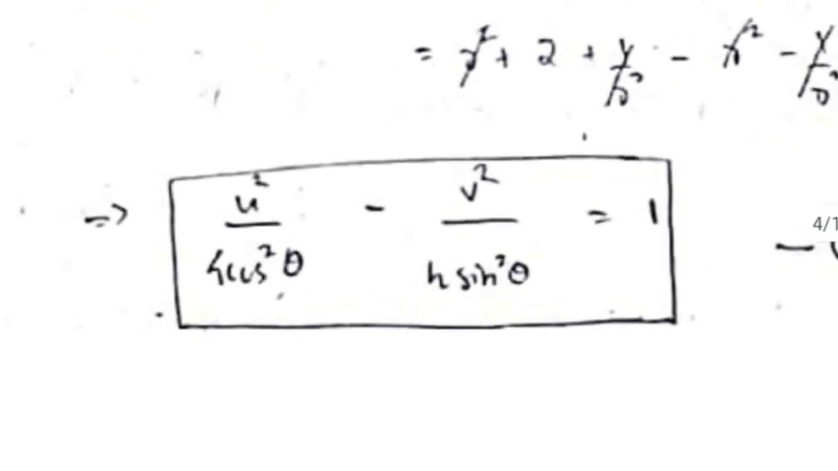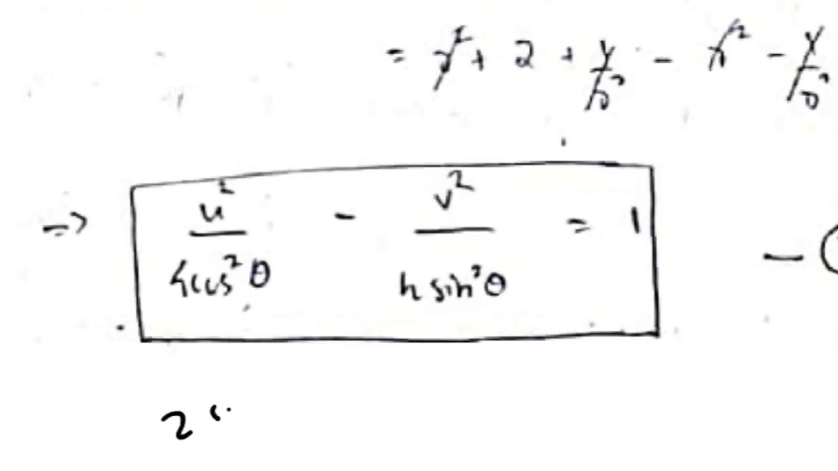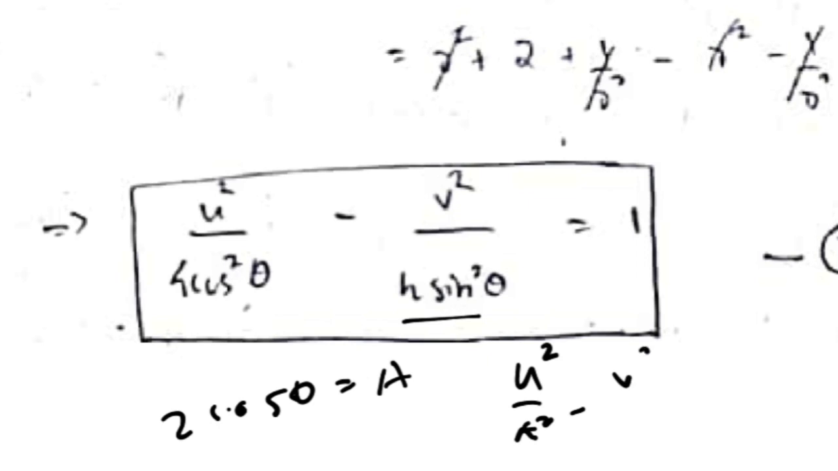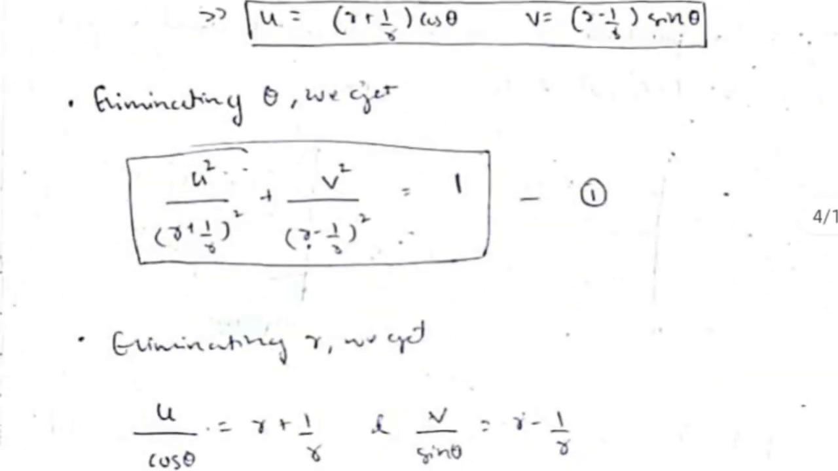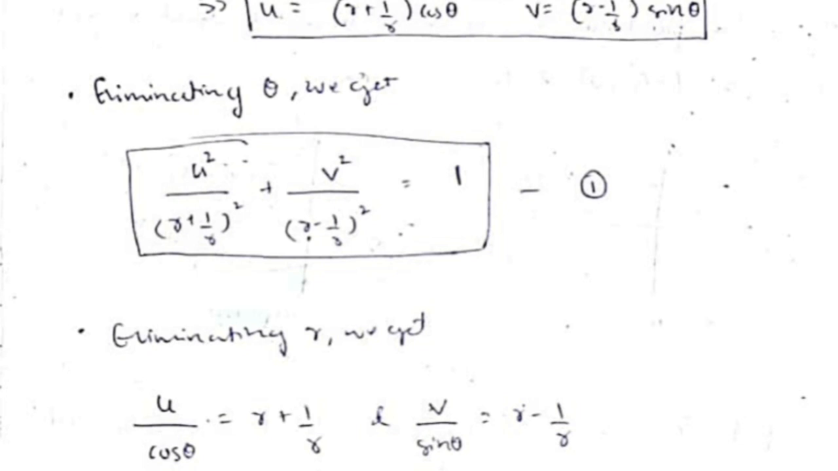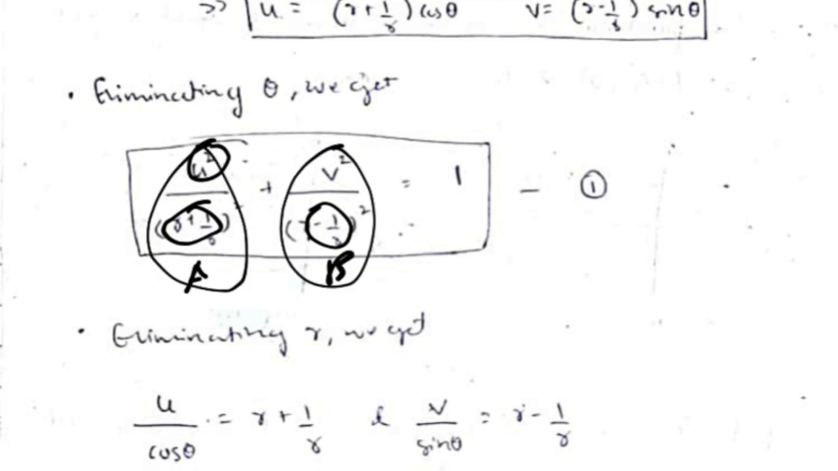Now we can consider 2 cos theta as A and 2 sin theta as B, so that you will get u square by A square minus v square by B square is equal to 1. This is a similar equation of which we can form a graph very easily. Okay, so let's see the first equation which you got. This is the equation u square by, this can be considered as A and this can be considered as B. Okay, so you will get u square by A square plus v square by B square is equal to 1.